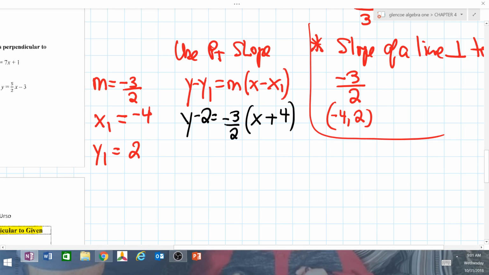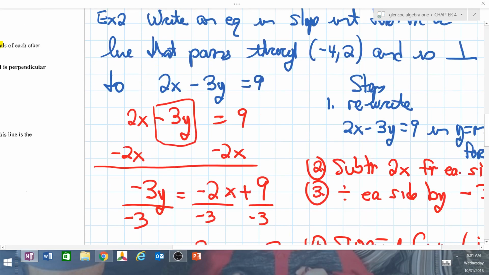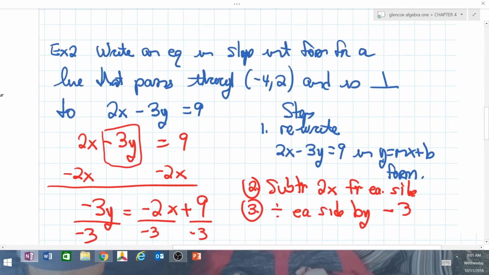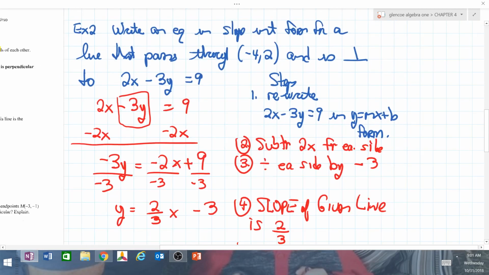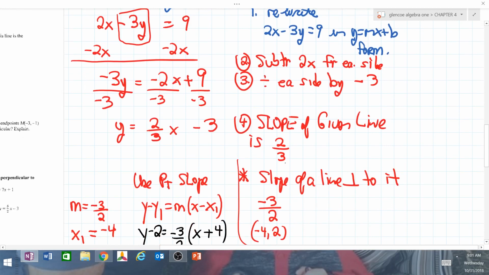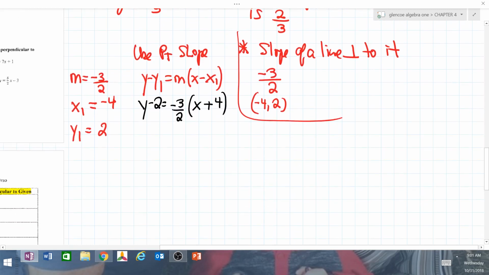Did you have a question? Okay, let's go back. The question was, why do I not use the original slope, which we found was 2/3? It says, write an equation in slope-intercept form for a line that passes through the point negative 4, 2 and is perpendicular. So you have to find the slope of the original line, which I agree is 2/3. But a line perpendicular to it doesn't have the same slope. Its slope would be the negative reciprocal, which is negative 3 over 2. Does that answer your question?